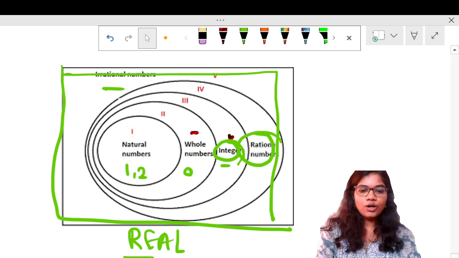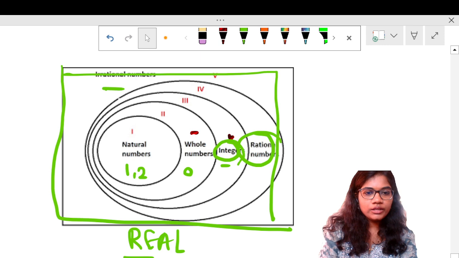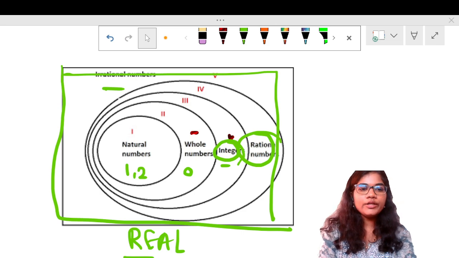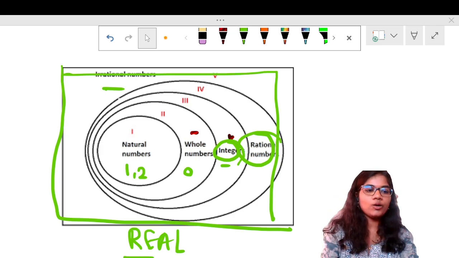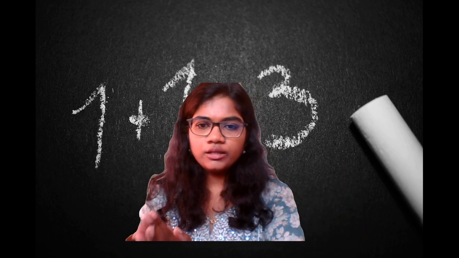So guys, what did we learn here? We talked about natural numbers, whole numbers, rational numbers, and irrational numbers. And all these numbers together are called real numbers. At the end of this session, I'm just recapping everything. We started with the natural numbers, which start with 1.